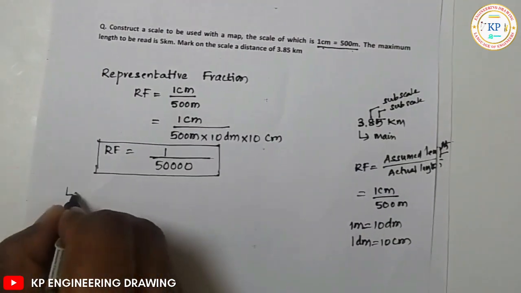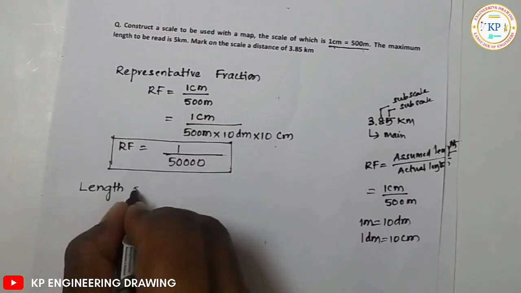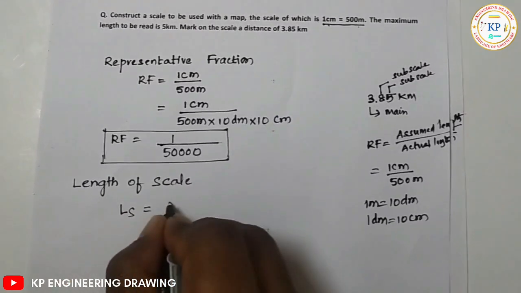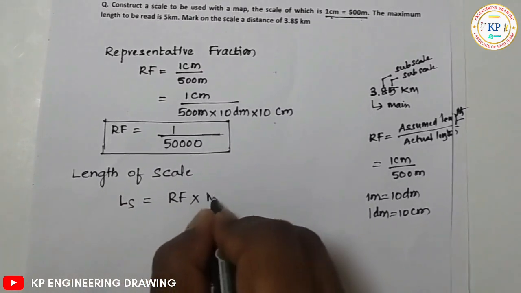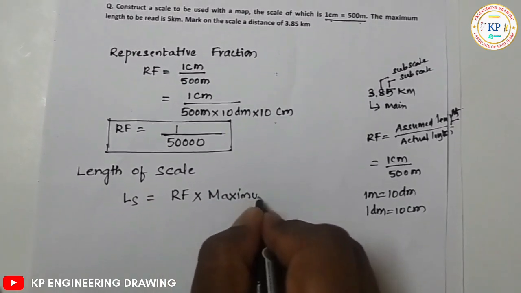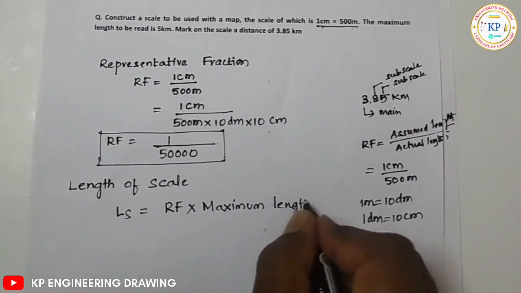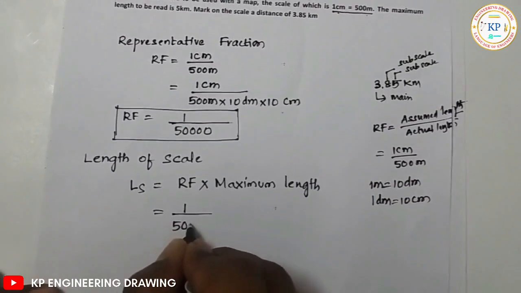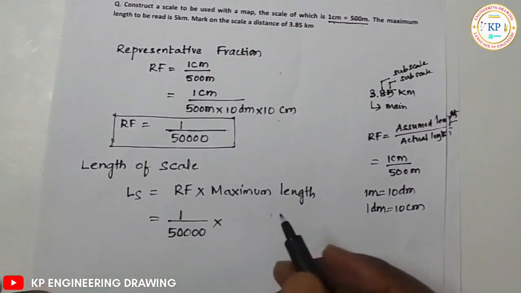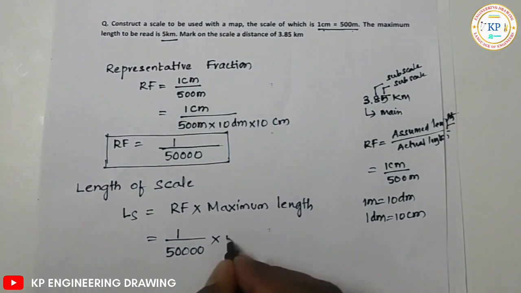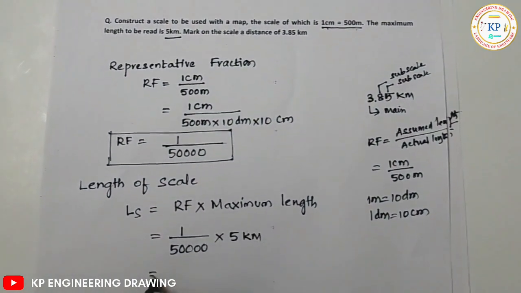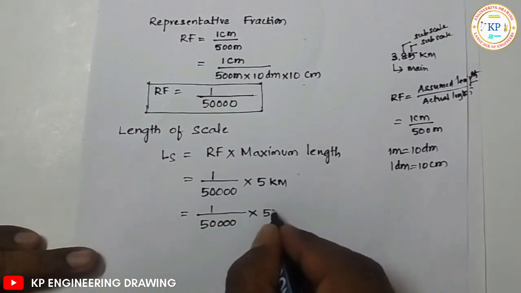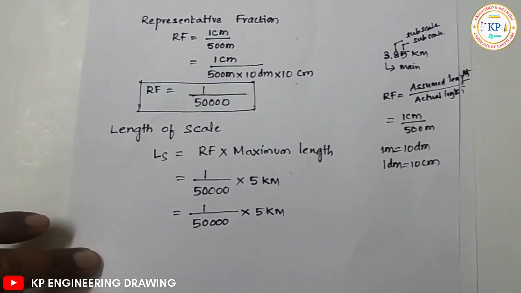Next we need to calculate length of scale. So LS, already we know the formula, representative fraction into maximum length or maximum distance. So already we got RF as 1 by 50,000 into, what is the maximum distance in the problem? 5 kilometers. So we can write this as 1 by 50,000 into 5 kilometers. So here again we have to go for conversions.